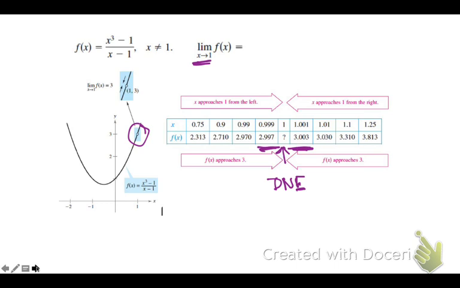Get it? A limit is not what it is. It's what it's approaching. So do you need to have that in your notes? A limit is not what it is. It is what it is approaching. Now, we can get lucky and we could plug in 1 and get a value. That'd be great. But it doesn't always happen.